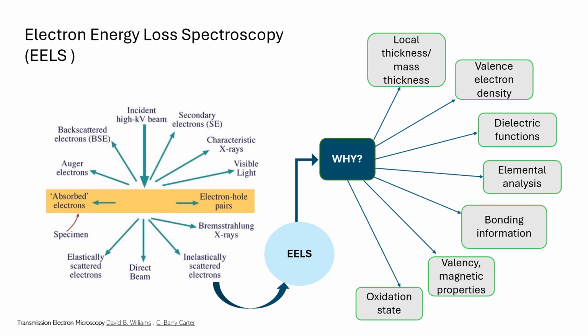Let's look into the principle of EELS. When an electron beam strikes the sample, we can observe a number of processes occurring, like secondary electrons, backscattered electrons, characteristic X-rays, Auger electrons, elastically scattered electrons, inelastically scattered electrons. And by using these different types of phenomena, one can characterize a sample. EELS uses inelastically scattered electrons for characterizing a material.